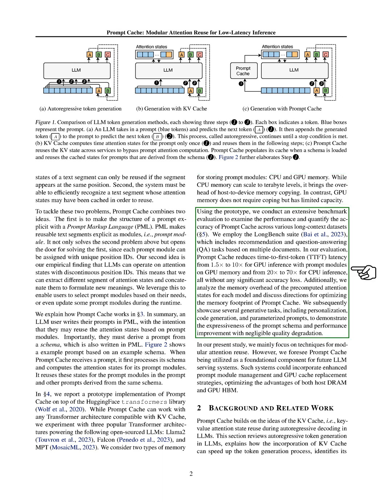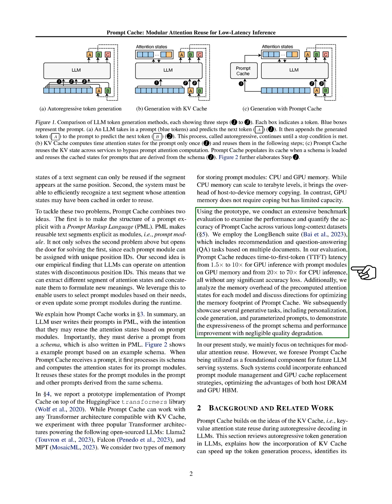We've conducted an extensive benchmark evaluation to examine the performance and quantify the accuracy of prompt cache across various long context datasets. We used the LongBench suite, which includes recommendation and question answering tasks based on multiple documents. In our evaluation, prompt cache reduces time to first token latency from 1.5 times to 10 times for GPU inference with prompt modules on GPU memory and from 20 times to 70 times for CPU inference, all without any significant accuracy loss. We also analyzed the memory overhead of the precomputed attention states for each model and discussed ways to optimize the memory footprint of prompt cache.